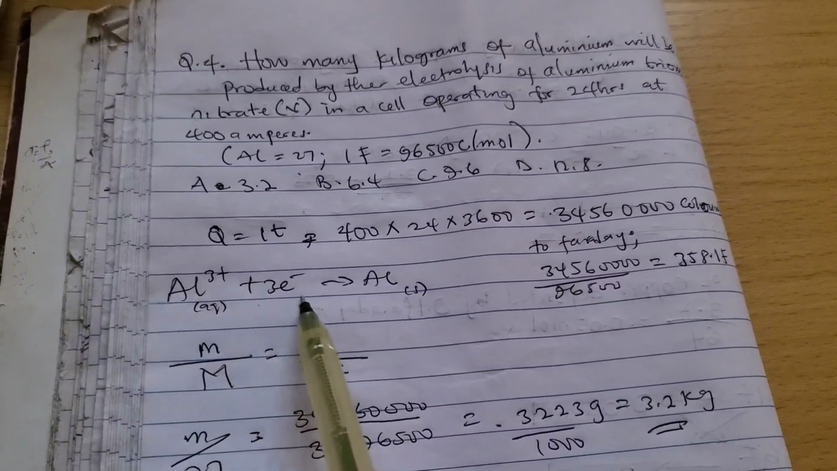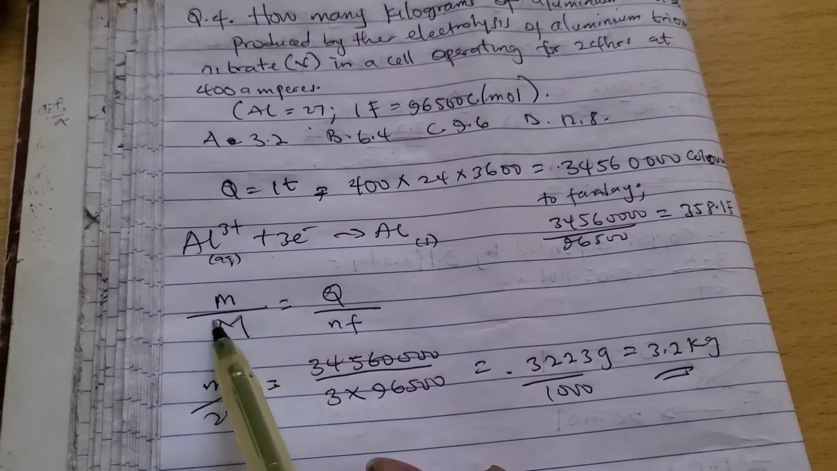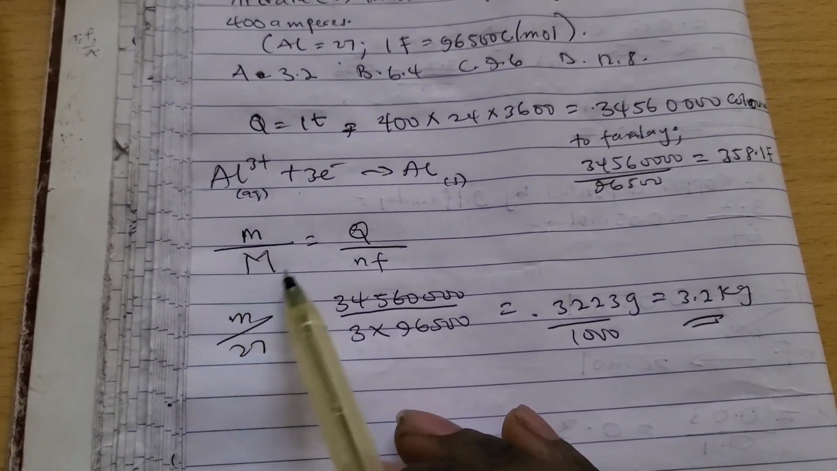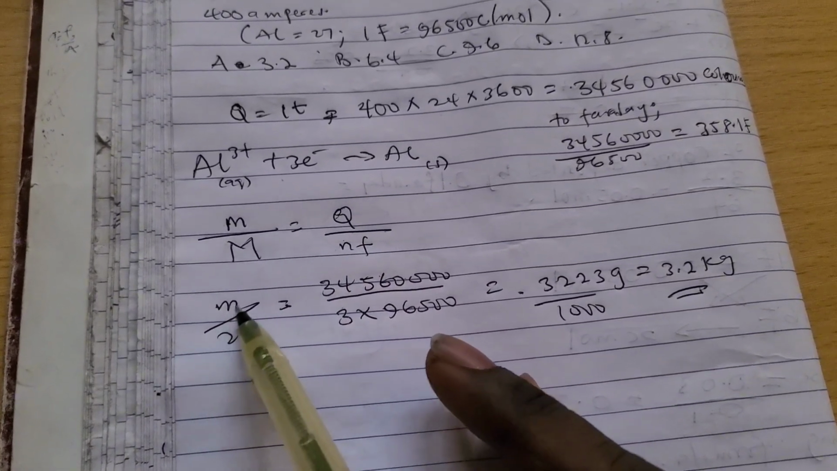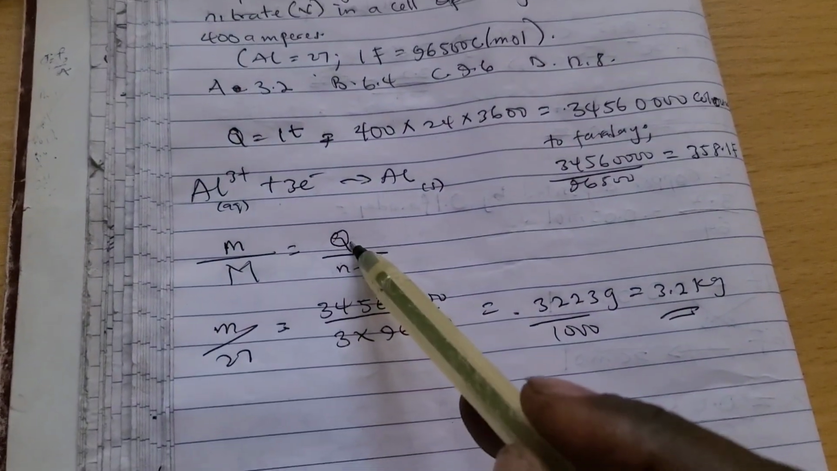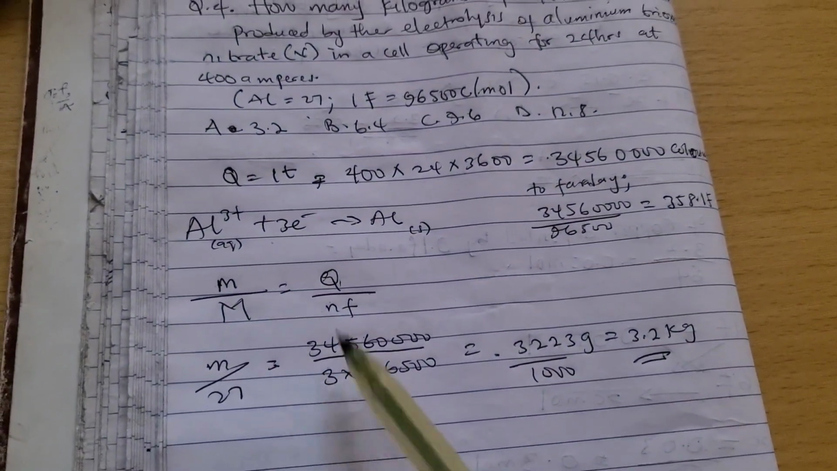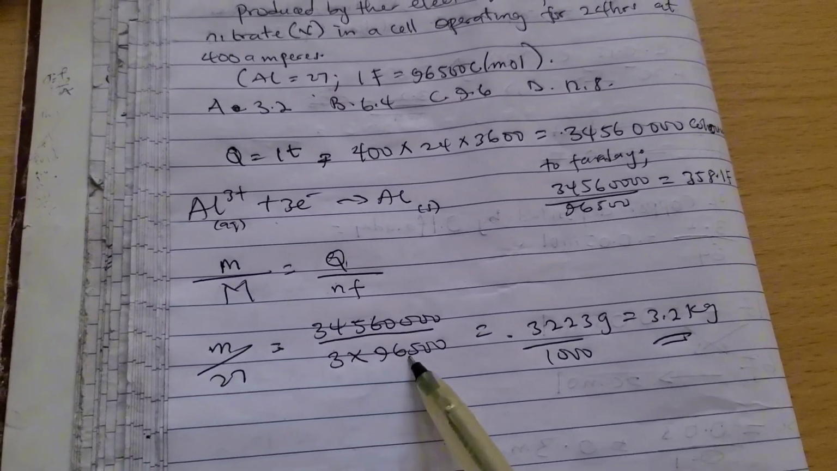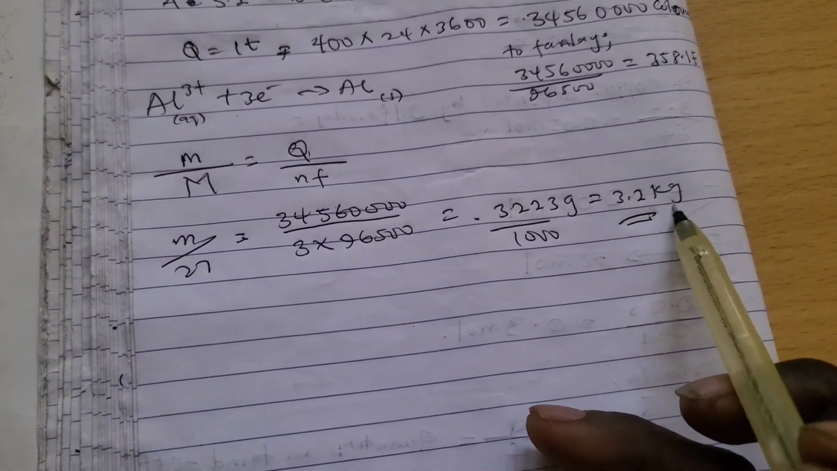It's not necessary for you to write this because it's CBT, but you just have to know that the charge on aluminum is 3 plus. So then you write out, I'm going to use the formula this time around. So that is mass over molar mass equals Q over NF. Then that will be mass, that's what we are looking for, over molar mass 27, it was given here. And then quantity of electricity, we've calculated it here already, that is that. So time over 3, this 3 is from this place, that's the number of charges, times 96,500, to give you this. Then you convert it to kilogram.